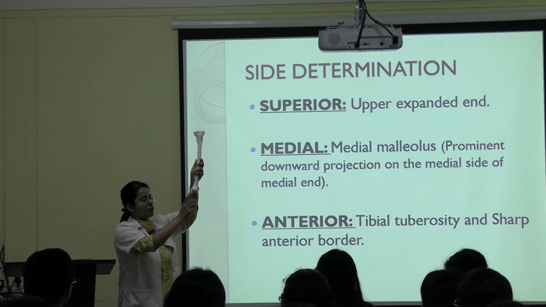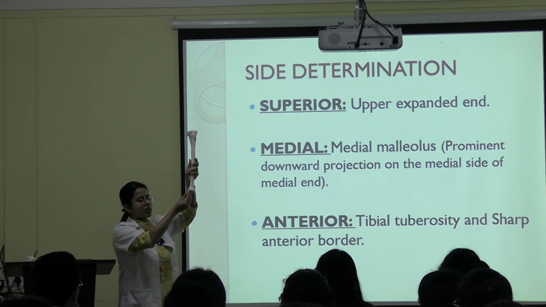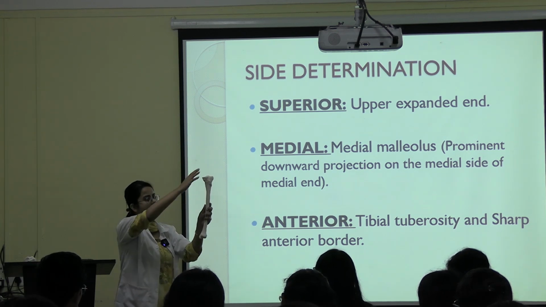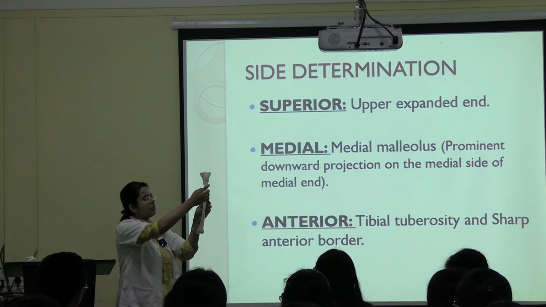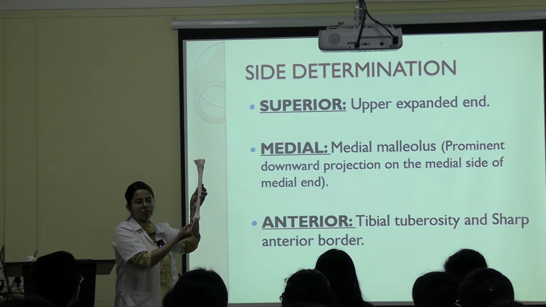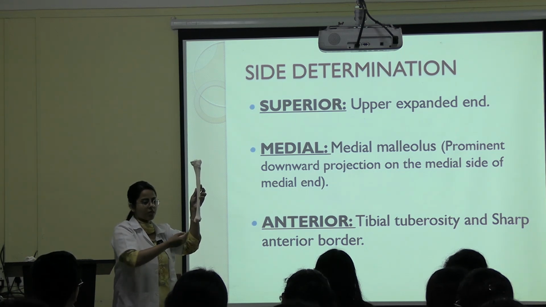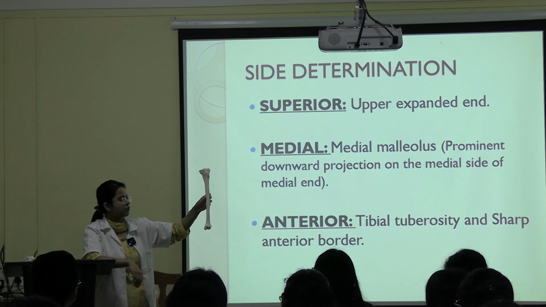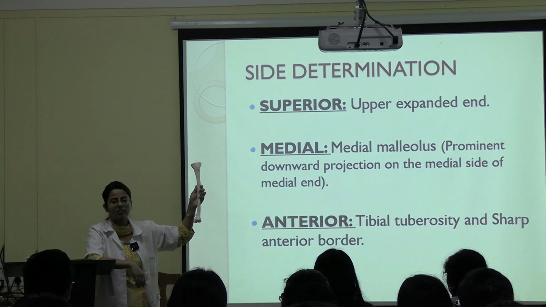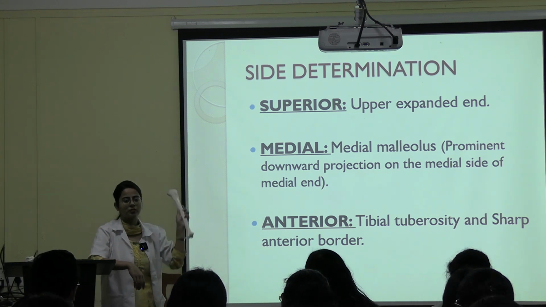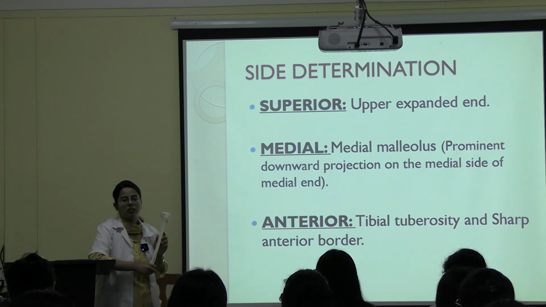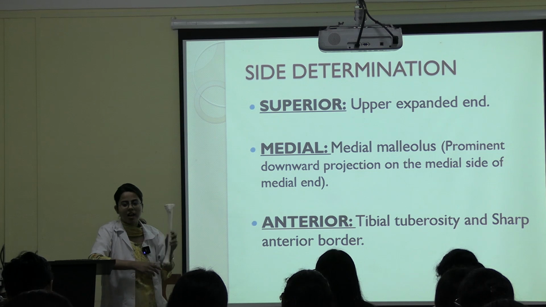This downward projected part is known as the medial malleolus. It should be present medially. So upper end is superiorly, tibial tuberosity and anterior border anteriorly, and the medial malleolus medially. So can you tell me which sided tibia it is? Left side. So I am holding it in which hand? Left hand. So left sided tibia, hold it with left hand. If it is right sided, hold it with right hand. Clear? Position, side determination, anatomical position.